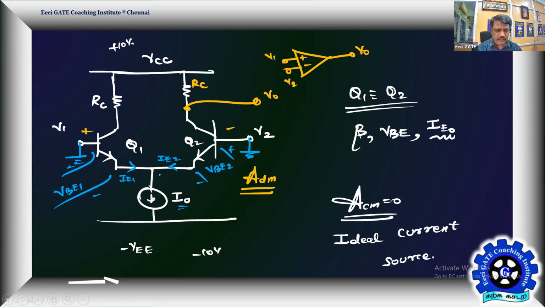Since it's current source driven, as per the KCL at this node, you have to prove that IE1 plus IE2 is equal to I0. That means since IE1 and IE2 are identical, they will together share the current: I0 by 2 each, delivering the current I0 to balance the KCL at this node.